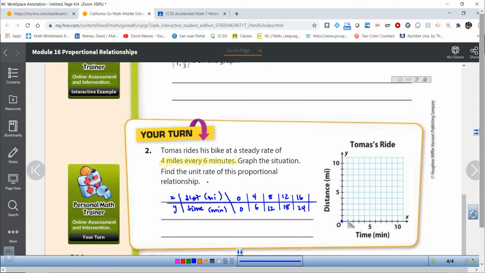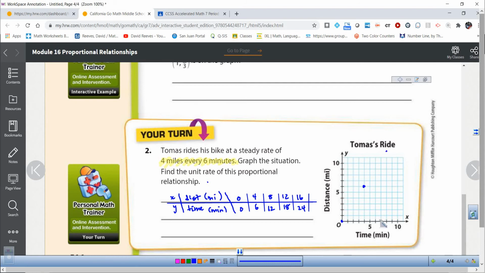All right, 4, 6. 1, 2, 3, 4. 1, 2, 3, 4, 5, 6. There's 4, 6 right there, right? 8, 12, 5, 6, 7, 8. Make sure I go straight up. All right, there's 5, 6, 7, 8, 9, 10, 11. Oh no, we're going to go off, right?